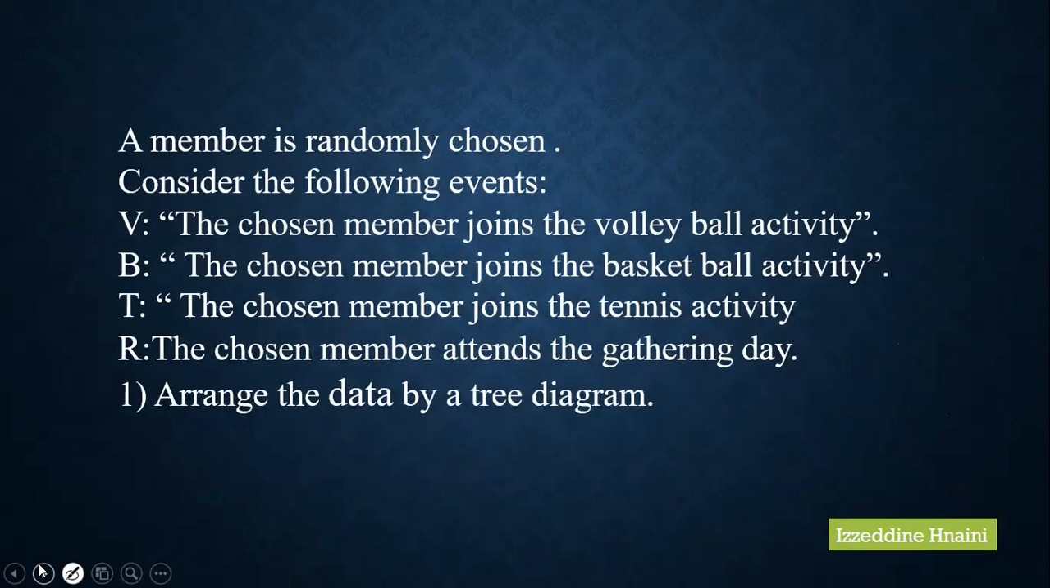Consider the following events. V, the member joins volleyball. B, joins basketball. T, joins tennis. And R, the member attends the gathering day. Arrange the data by a tree diagram.